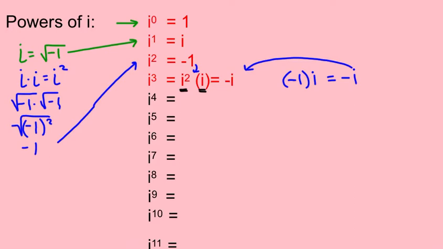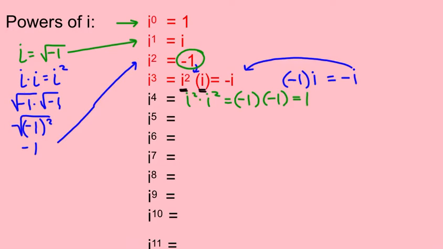And then we have i to the 4th. i to the 4th is the same thing as i squared times i squared. If you look up here, i squared is -1. So -1 times -1 is 1. What happens is we start to see this pattern continue on.